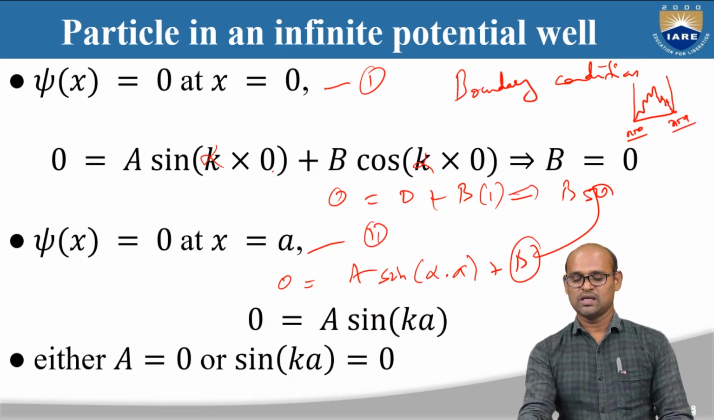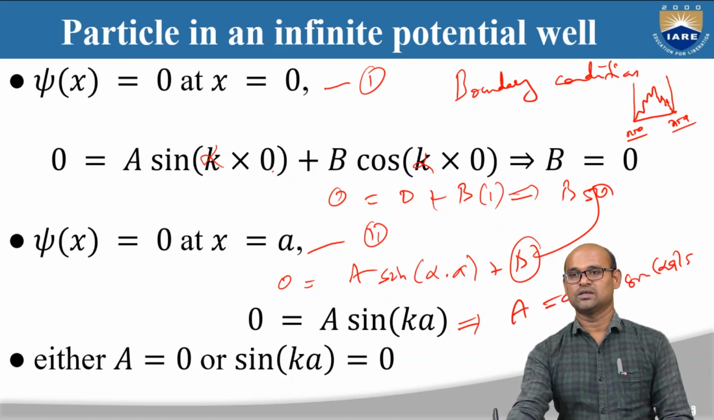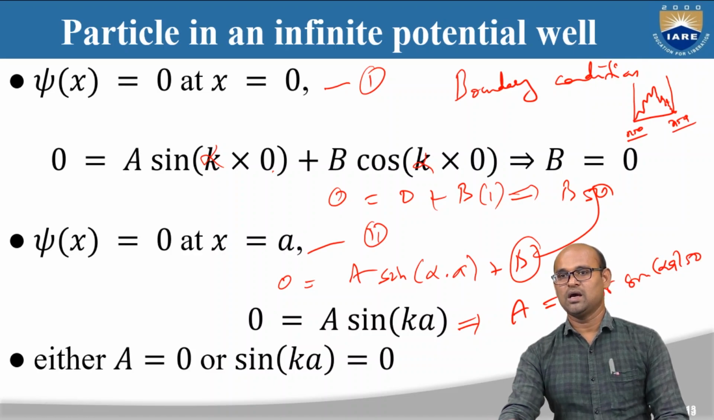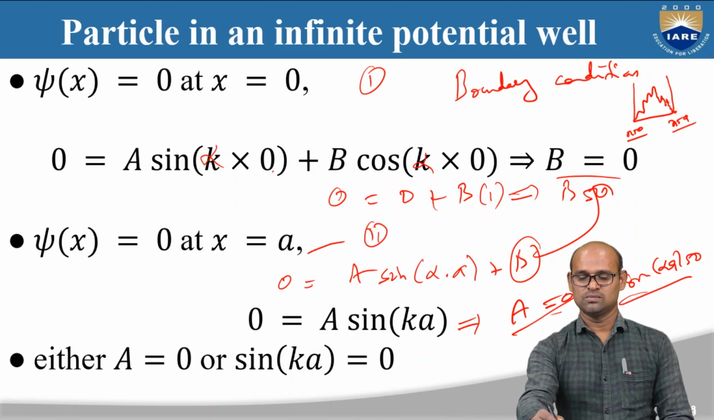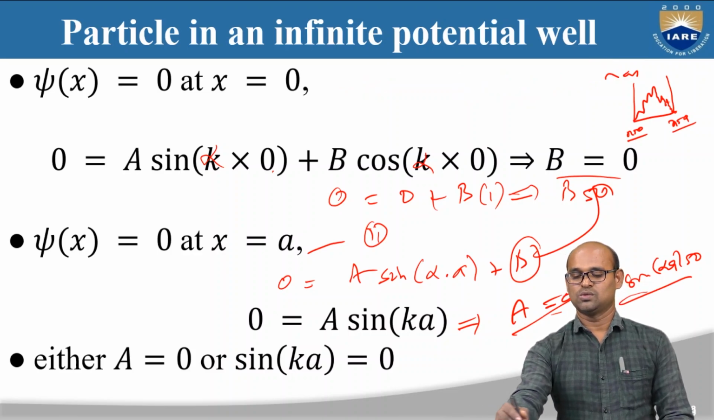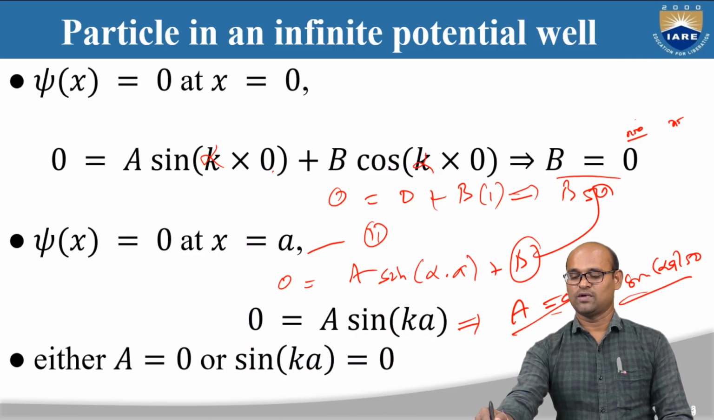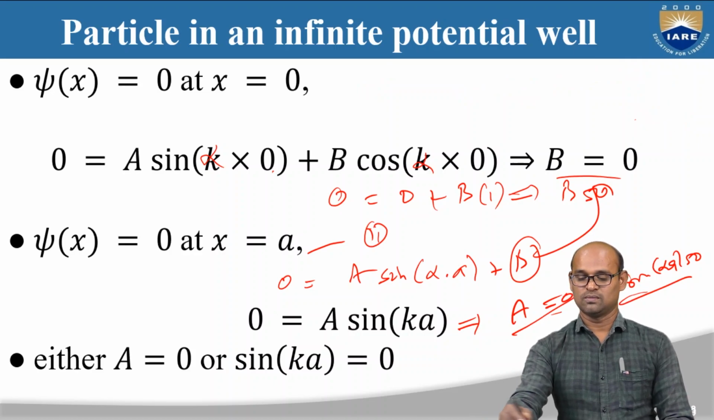So if a sine alpha a is equal to 0, it means you can have a is equal to 0 or sine alpha a is equal to 0. Any of these two terms can be 0. If you take a is equal to 0, and b is equal to 0, the wave function is 0, which is not true. So we are going to equate sine alpha a is equal to 0. Okay. So what happens when we take sine alpha a is equal to 0?